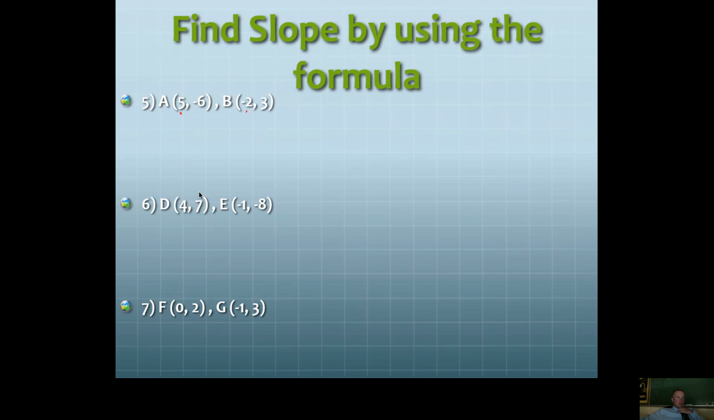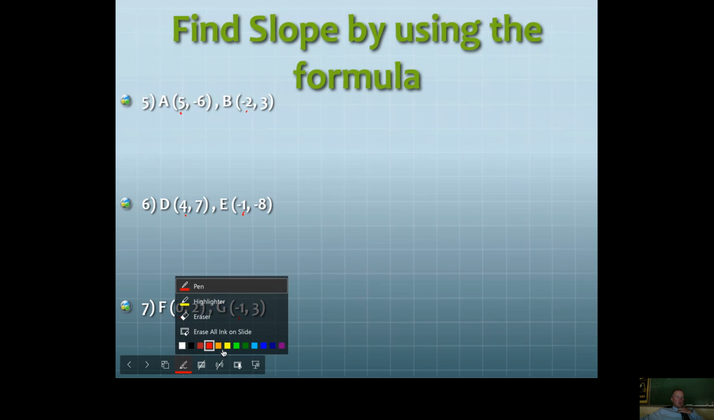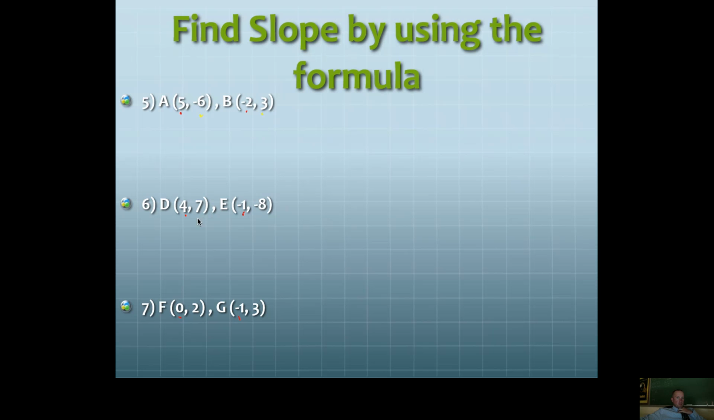Well, I'm going to point out the x's in all of these examples. And I'm going to point out the y values. You can do the same thing. You could use color if you want, or you can make some kind of notation what the x's are and what the y's are. I want to find slope. That's lowercase m. And that's going to involve me subtracting the x's, which would be on the bottom, and the y's, which would be on the top.